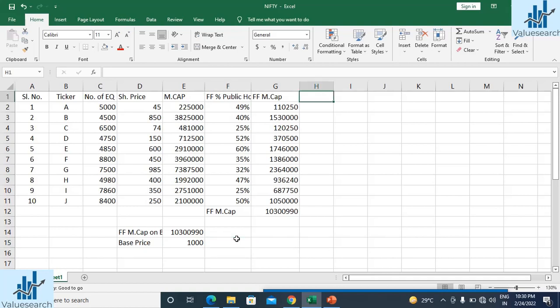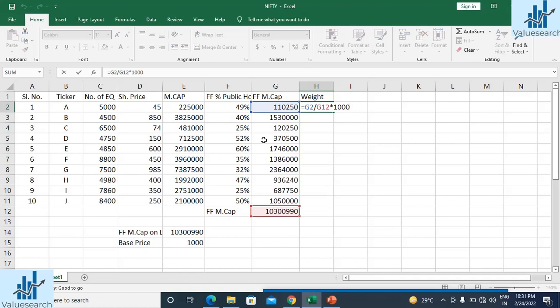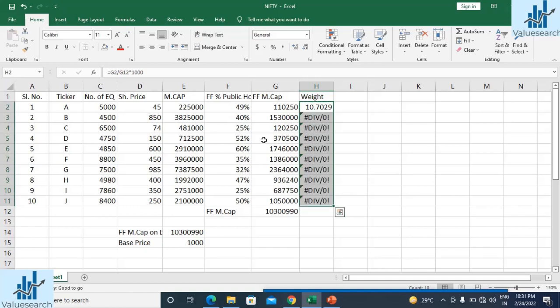So now we can calculate the weight. How to calculate the weight? We will calculate how much this free float market capitalization is of the total free float market capitalization of this entire index, multiplied by 1000. So this is the weight, right? This is the weight for ticker A.